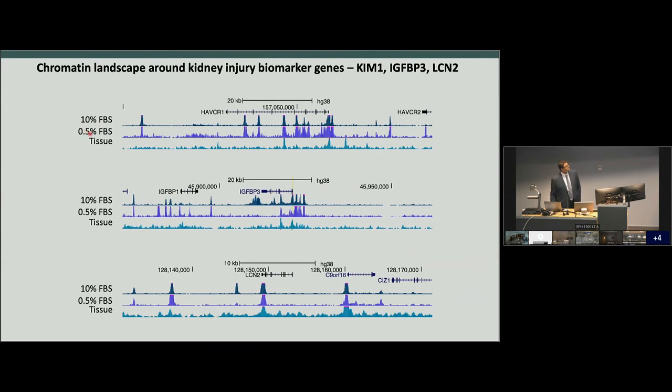We also have access to other tubules which were grown under 0.5% serum, and now we have our native tissue maps. So we were struck when we looked at these regions, such as around the KIM1 gene or HAVCR1, that native tissue has very few open chromatin sites compared to the widely open regions at very distinct points around the KIM1 locus. Same thing happens around this injury marker, lipocalin-2, and there's a whole laundry list of these that we can go under as well.